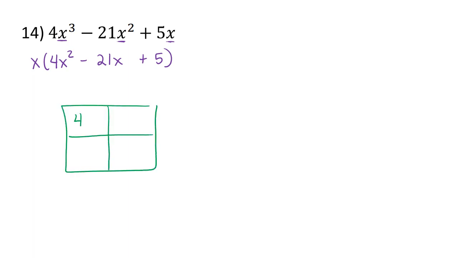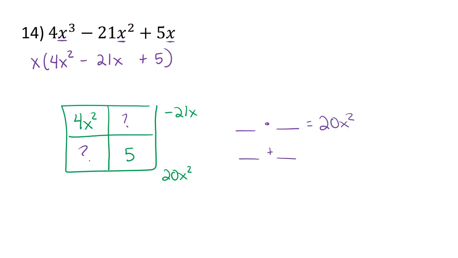So once again, the first top left box is going to be 4x squared. The bottom is going to be 5. Negative 21x will be out here on the side. And then 4x squared times 5 is 20x squared. Since we don't have the information for these two spots in the box, we've got to make the combination to figure them out. So we're going to multiply two numbers to get us the 20x squared. And then the two numbers have to add to give us the negative 21x.